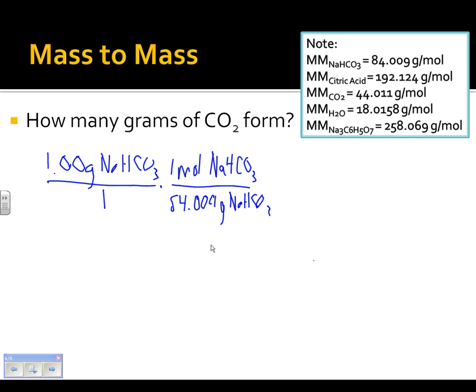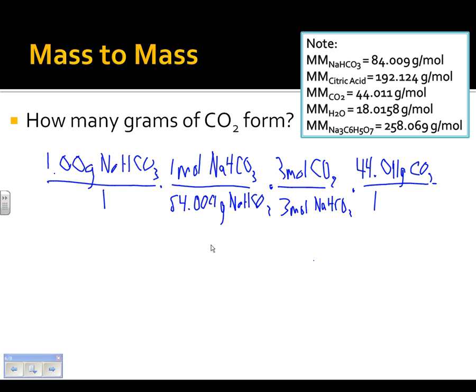Now we're going to use the balanced chemical equation we created and create another factor of 3 moles of CO2 over 3 moles of NaHCO3. And finally, we need to use the molar mass of carbon dioxide, 44.011 grams of CO2 over 1 mole of CO2.